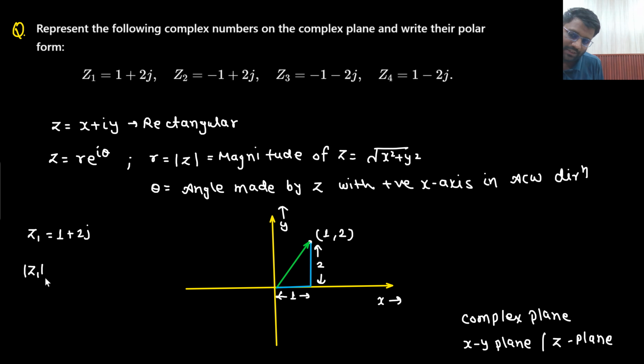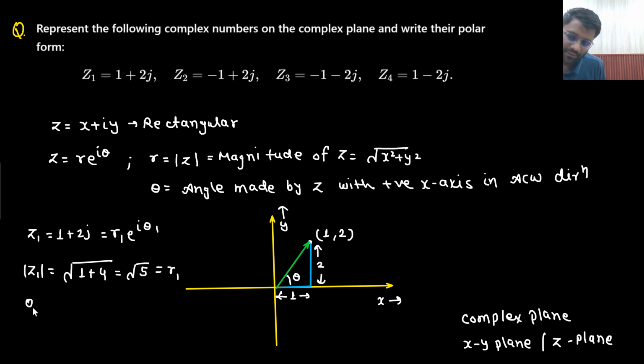The length of this z1 is nothing but under root 1 square plus 2 square. That would be nothing but under root 5. Right? And what is the angle it is making with the x-axis? So this length I am treating as r1. This length is nothing but r1, and the number could be represented as r1 e to the power iota theta 1.